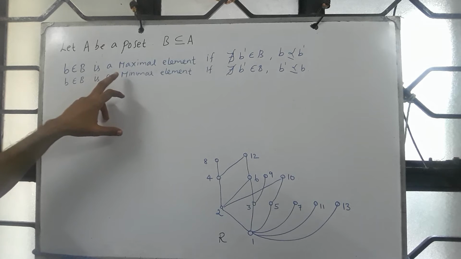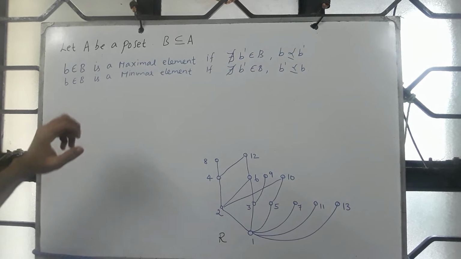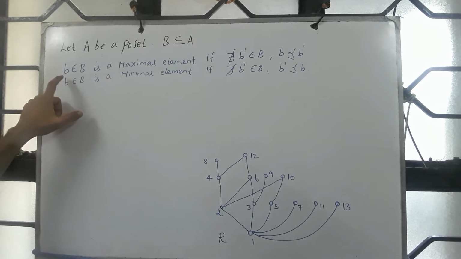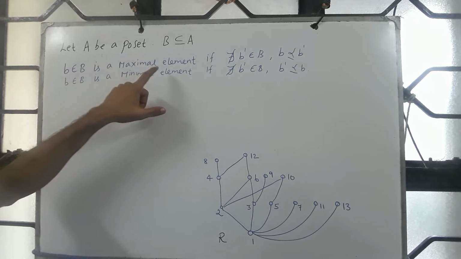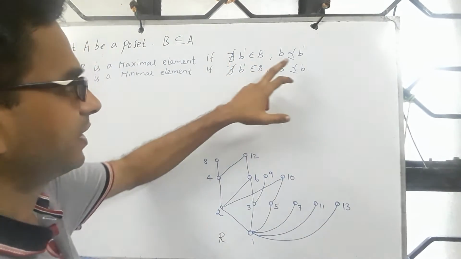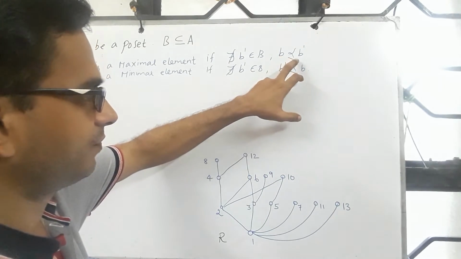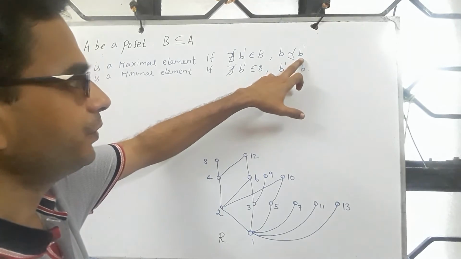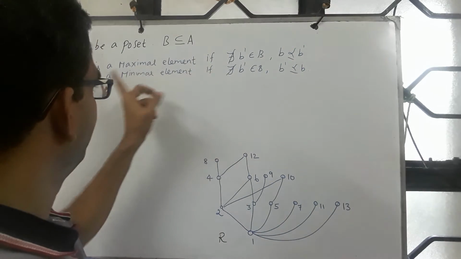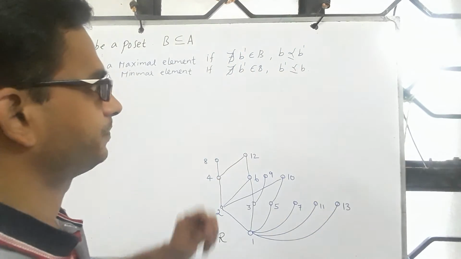Next we define two special elements, namely maximal element and minimal element. Again we work with a poset and a subset B. An element B belonging to B is a maximal element if there does not exist B prime such that B is related to B prime, which means there is no antisymmetric arc from B to B prime. And it is a minimal element if there does not exist B prime such that B prime is related to B.